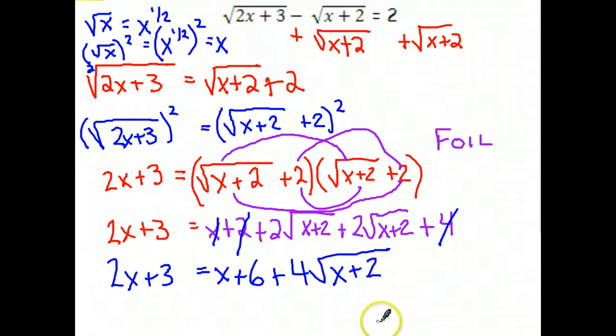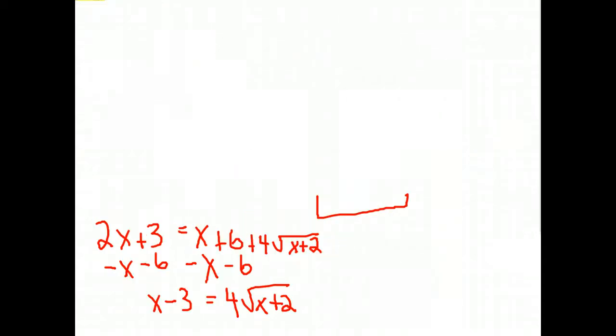Okay? Now what we need to do, in any problem, is isolate the radical again, because we're going to need to square both sides one more time. So let's get these two things to the left-hand side. We're going to subtract x, and we're going to subtract 6. And what you end up with is, on this side, x minus 3, and on the right you end up with the radical. So what we end up with is x minus 3 is equal to 4 times the square root of x plus 2.